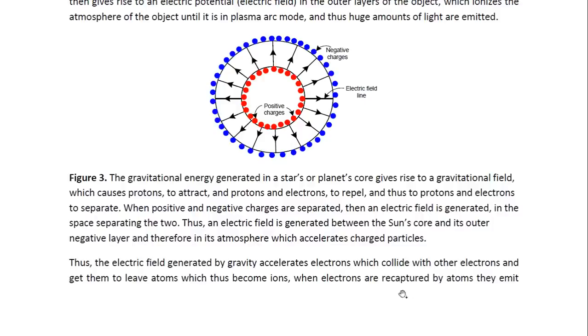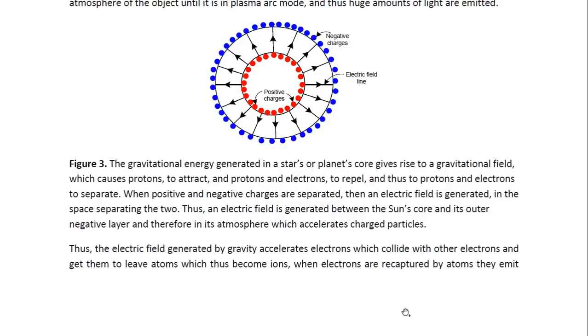Thus, the electric field generated by gravity accelerates electrons, which collide with other electrons and get them to leave atoms, and then they are accelerated further. The atoms, because they now have fewer electrons, become ions.